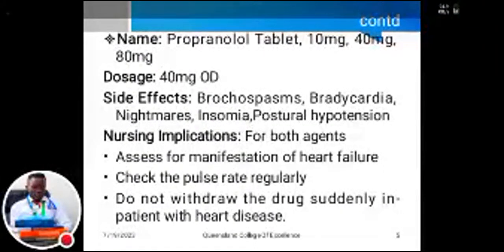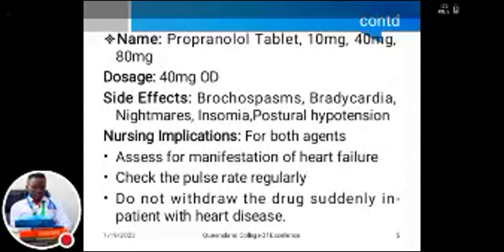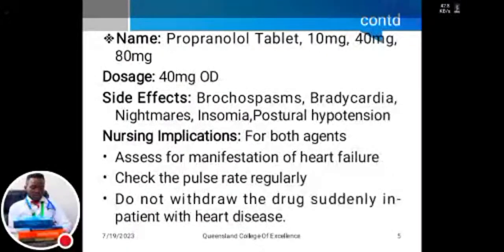Don't even draw blood from a patient that has heart disease. Don't take blood, because the more blood you draw out of this patient, the patient will become hypotensive.